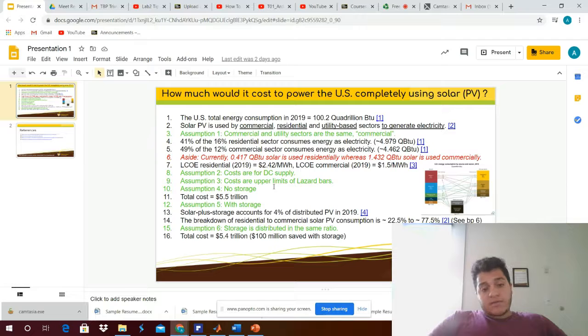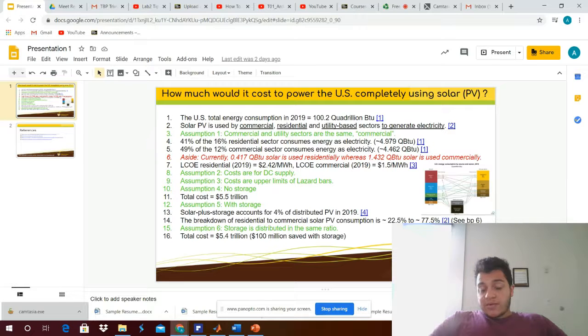Now, out of curiosity, I decided to try the same thing but with storage, and I found this in source number 4, which said that solar plus storage accounts for 4% of all distributed PV as of 2019. In source number 2, I also found a very interesting breakdown of residential and commercial solar PV consumption. It shows that the ratio is 22.5% to 77.5%.